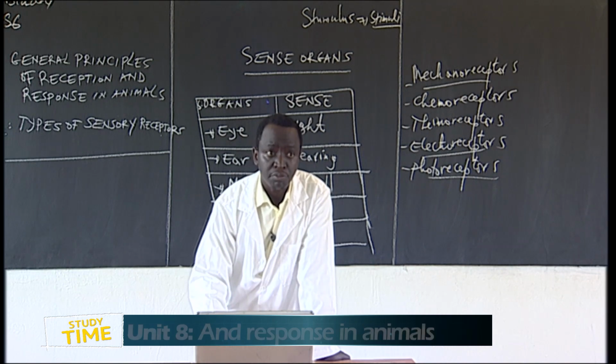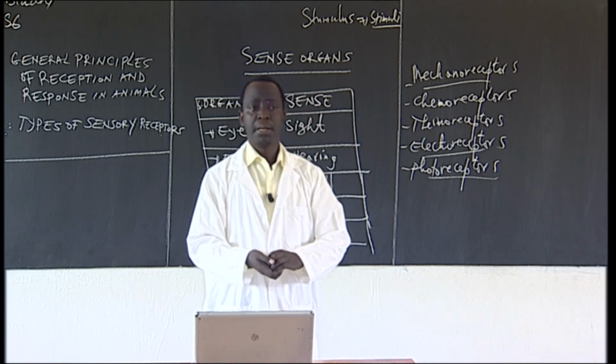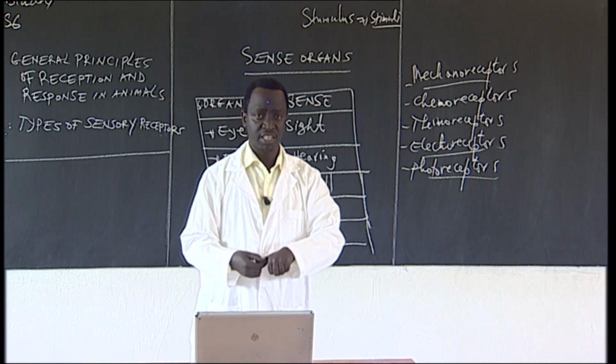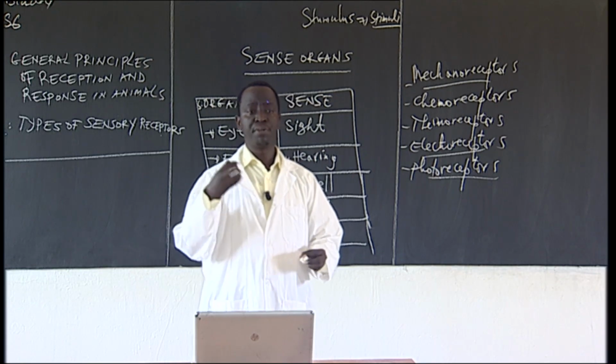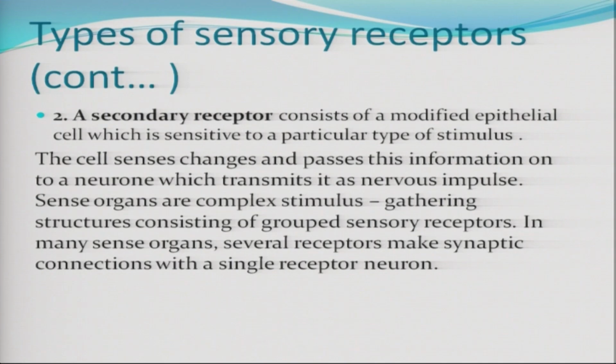Now, we have a secondary receptor. We have simple and this secondary. Secondary consists of modified epithelial cells. It is a complex receptor, which is sensitive to a particular type of stimulus. Are you getting this? This is the complex one, somewhat complex compared to the simple ones. The cells here sense the changes and pass this information on to the neuron. Then this neuron transmits that message as nerve impulses.